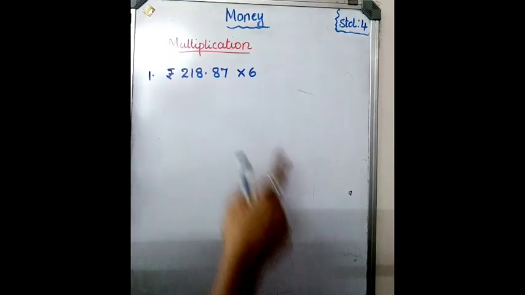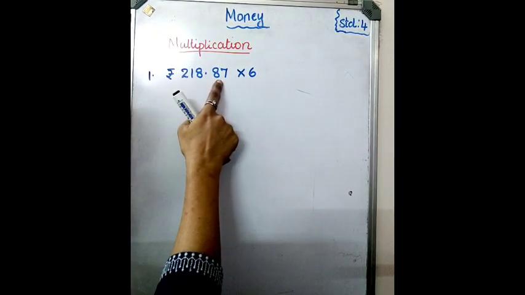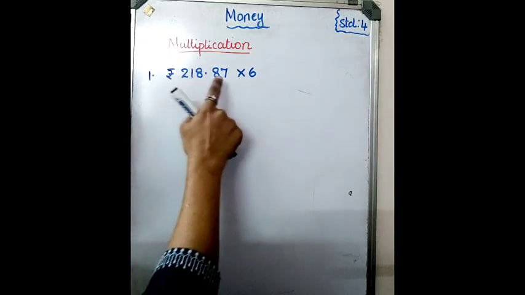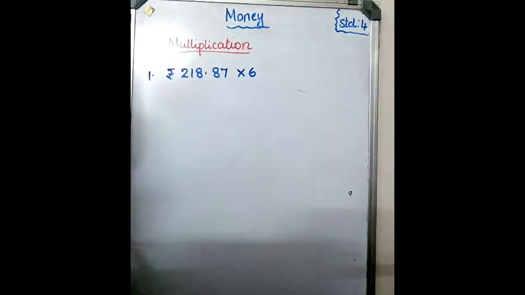Children, now we are dealing with the lesson money. We studied addition of money and subtraction of money in the previous classes, and today we will study multiplication, how to multiply money. All of you listen here. Look here, this is our question: 218 rupee 87 paise, and we have to multiply this with 6.